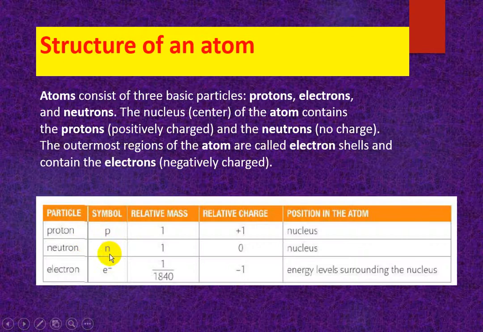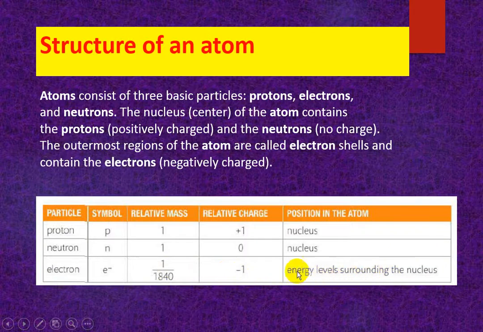Proton symbol P, neutron symbol N, electron symbol e minus. Proton: relative mass 1, relative charge plus 1, position in the atom: nucleus. Neutron symbol N, mass 1, relative charge 0, position in the nucleus. Electron symbol e, mass 1/1840, relative charge minus 1, and position in the atom is surrounding the nucleus, in energy levels.